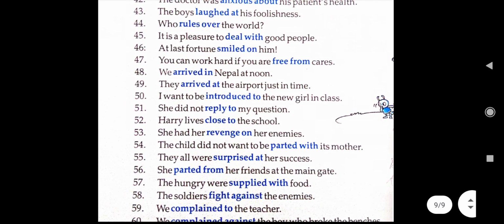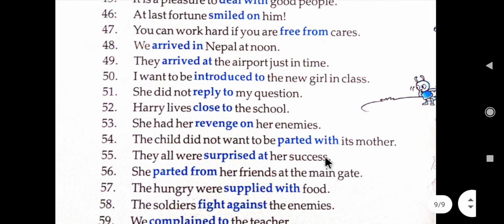Now next. They were all surprised at her success. She departed from her friends at the main gate. The hungry were supplied with food. The soldiers fight against the enemies. We complain to the teacher.